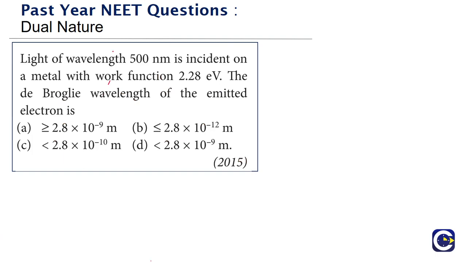Light of wavelength 500 nanometer is incident on a metal with the work function 2.28 electron volt. The de Broglie wavelength of the emitted electron is... Here, if you see these options, this question can be answered even without really solving it. Why? Think of it. When radiation is incident, we will know what is the maximum possible kinetic energy of the emitted electrons.